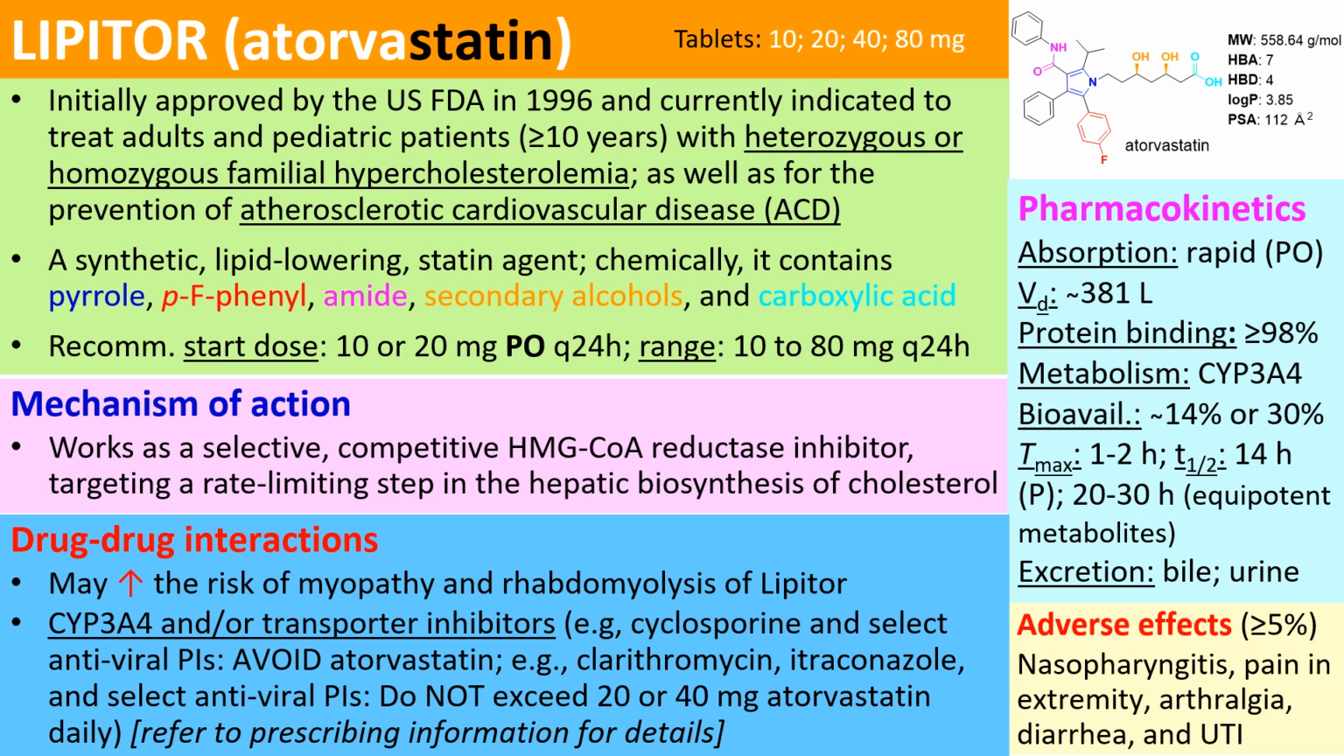Chemically, it contains a pyrrole heterocyclic ring in the middle, a parafluorophenyl, amide, secondary alcohol, and also the carboxylic acid motif. This medication is available as tablets: 10 mg, 20 mg, 40 mg, and 80 mg. So that's the strength of the tablets.